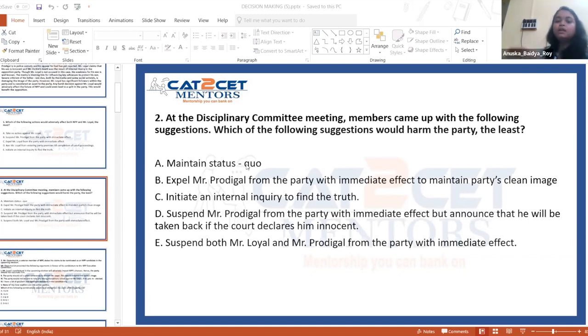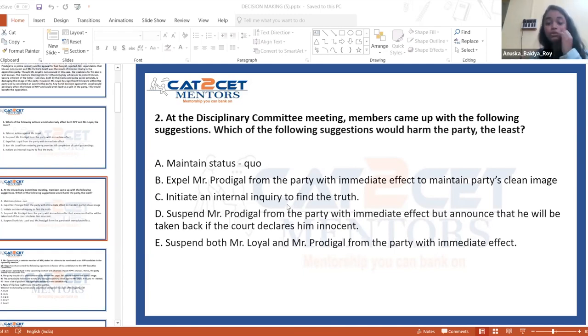Like by maintaining a status quo, there is some harm that is happening to the party. The party image is getting polluted, but to some level, some harm is being done. Here, this is an absolutely irrelevant option. Because if I'm initiating an internal inquiry to find the truth, then what will I do after that? That is not mentioned. And I cannot assume.